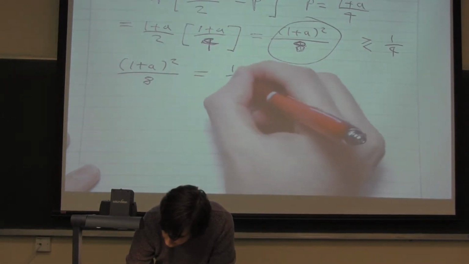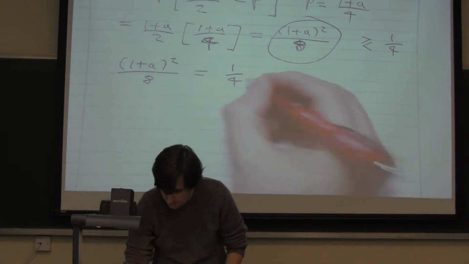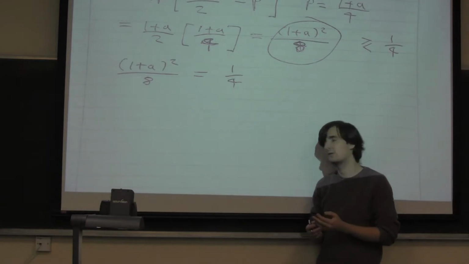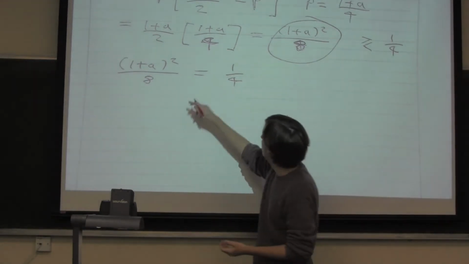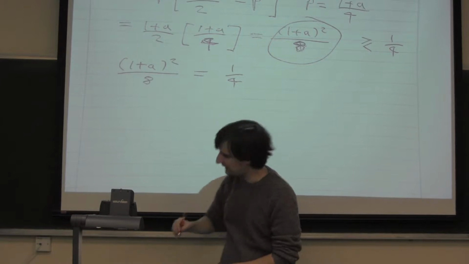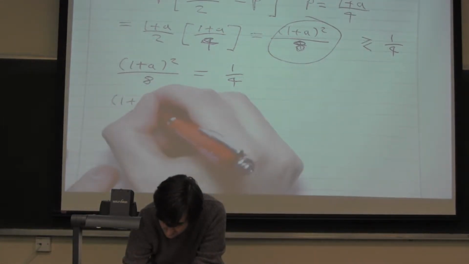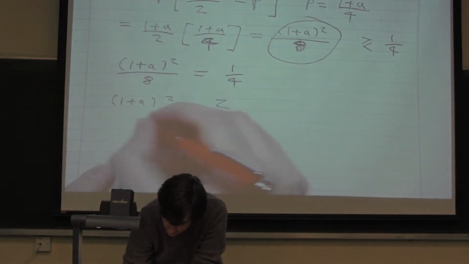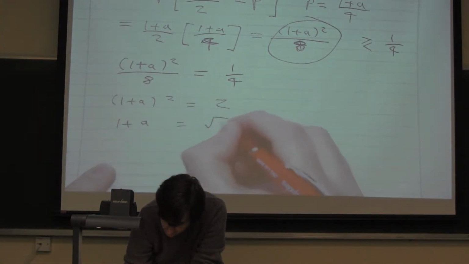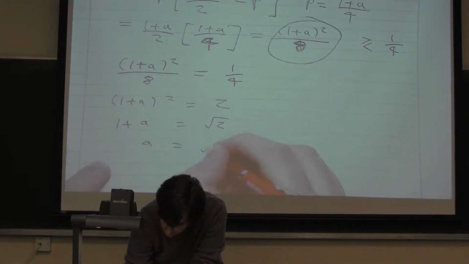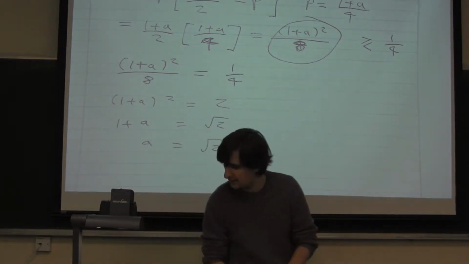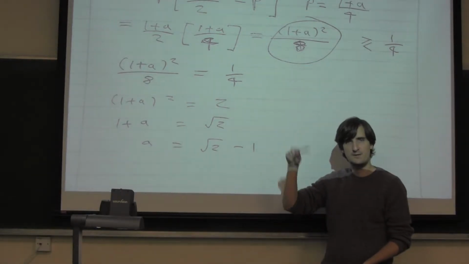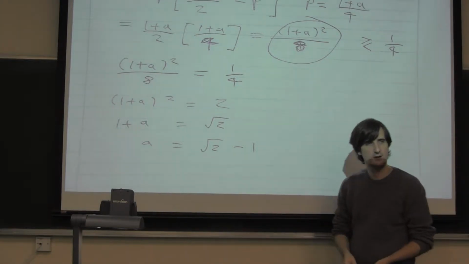So what happens when that is true? What is the magic value of A that will make the firm just indifferent between selling to both types or just selling to one type? Well, times both sides by 8. This says that 1 plus A squared is equal to 2. So 1 plus A is equal to the square root of 2. So A is equal to square root of 2 minus 1. Okay? So if A is bigger than this value, the firm wants to sell to both types. If A is less than that value, the firm wants to sell to only one type.